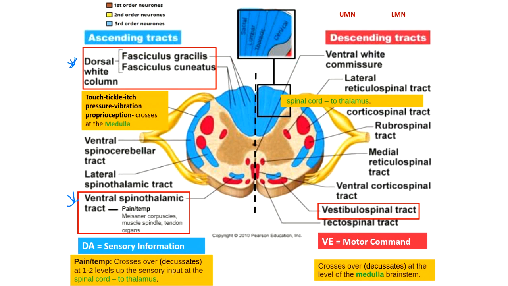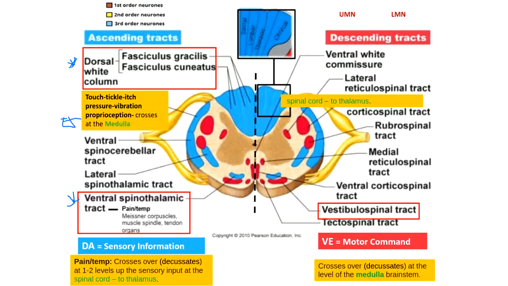So the ventral spinothalamic tract carries information such as pain and temperature, and the dorsal white column is for touch, pressure, proprioception. And proprioception is your ability to know where your body part is in space. So I can raise my hand out and I know my hand is out. I don't need to look at my arm to know what it's doing.